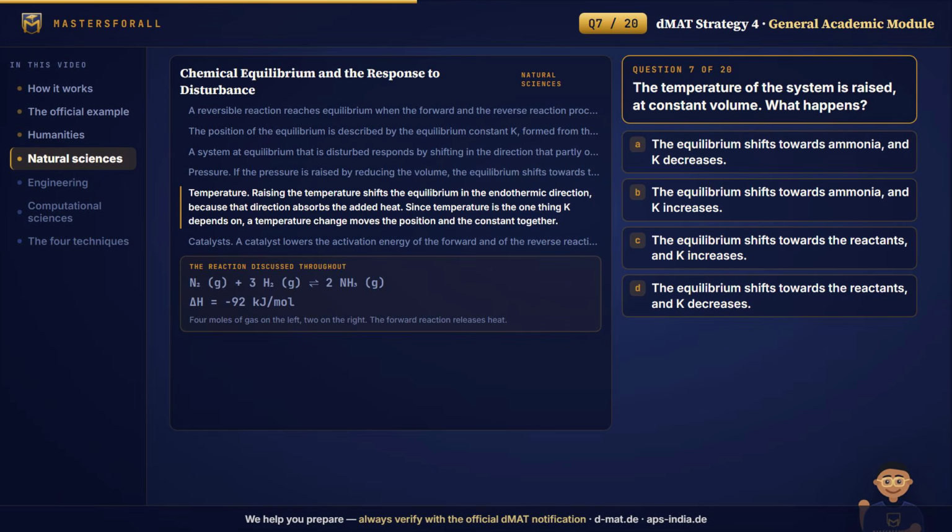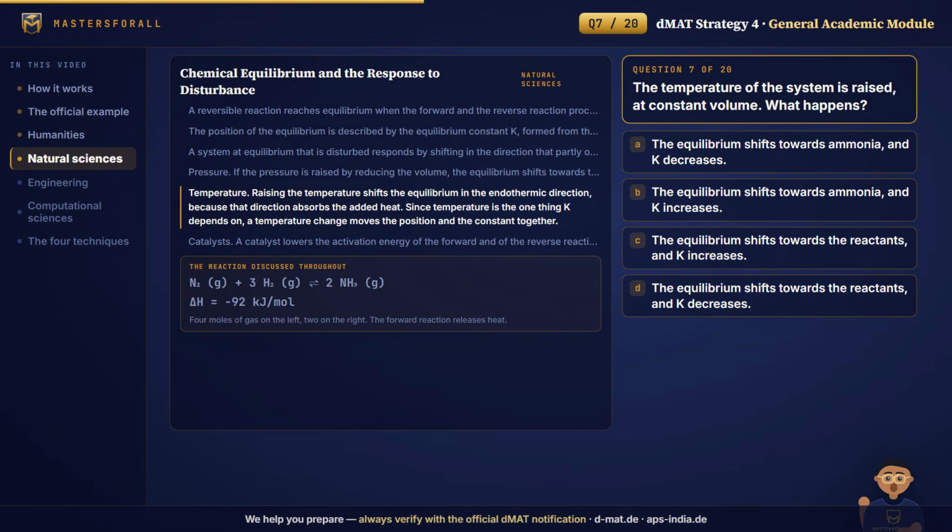Question 2. The temperature is raised at constant volume. A. Towards ammonia, K decreases. B. Towards ammonia, K increases. C. Towards the reactants, K increases. D. Towards the reactants, K decreases.